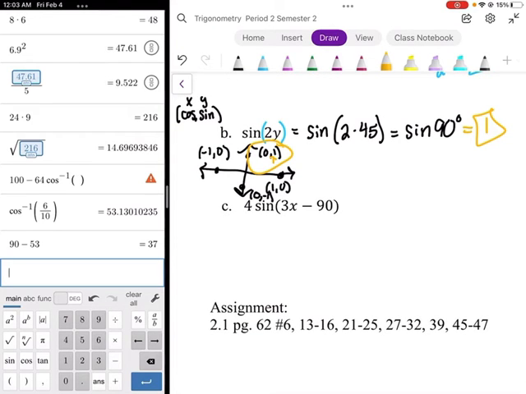C uses all of the information we used in part A and B and applies it into one problem. So why don't you try that one on your own, and once you have your answer, click play to see if you got it correct.